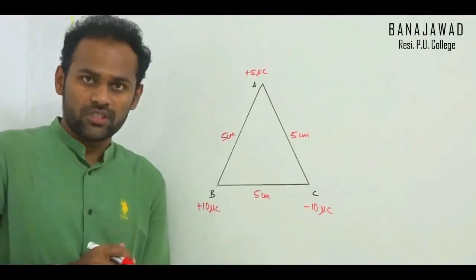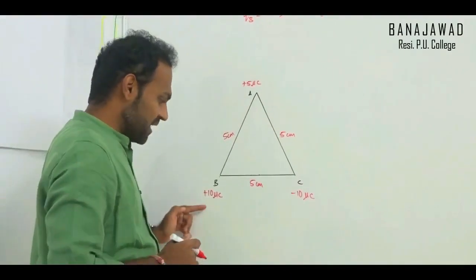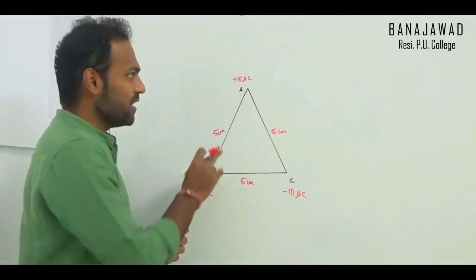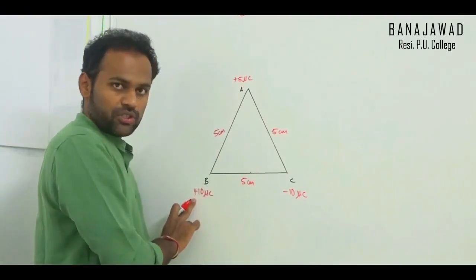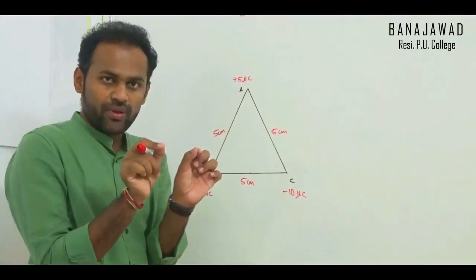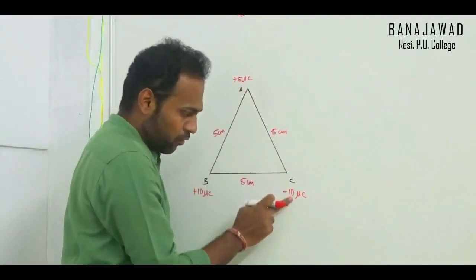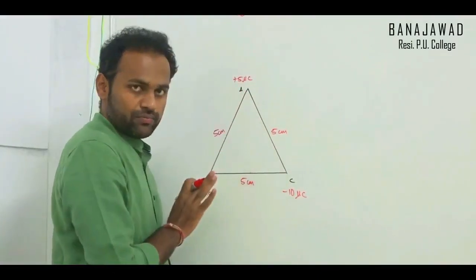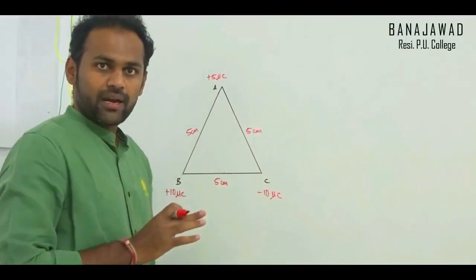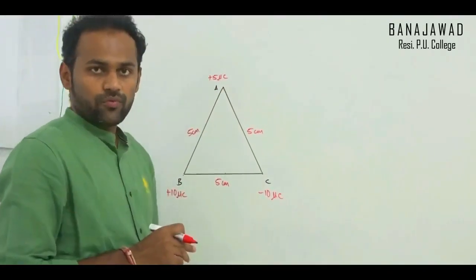What kind of forces should these be? The force acting on plus 5 microcoulomb due to plus 10 microcoulomb should be repulsive, because both are positive. Repulsive means acting away. The force due to minus 10 microcoulomb should be attractive, because this is positive and this is negative. If they are unlike charges, there will be an attractive force between them. If they are like charges, there will be a repulsive force between them.